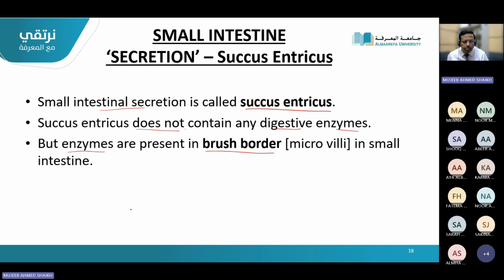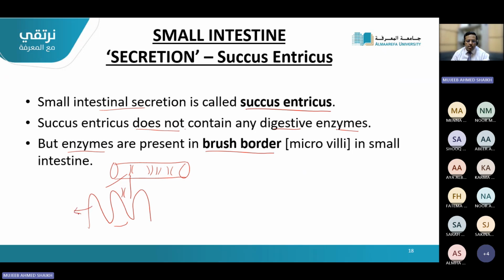What is the meaning of brush border? If you go to the dissection room and open the intestine, suppose this is a small intestine, you will see folds here. These folds make the largest surface area. If you take a small sample and see under a microscope, you will see such a pattern.